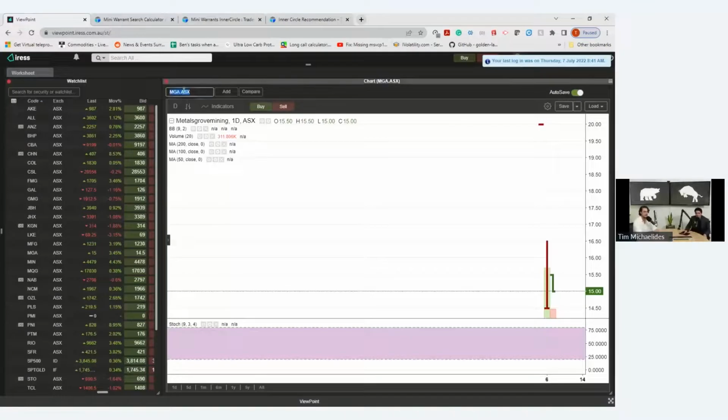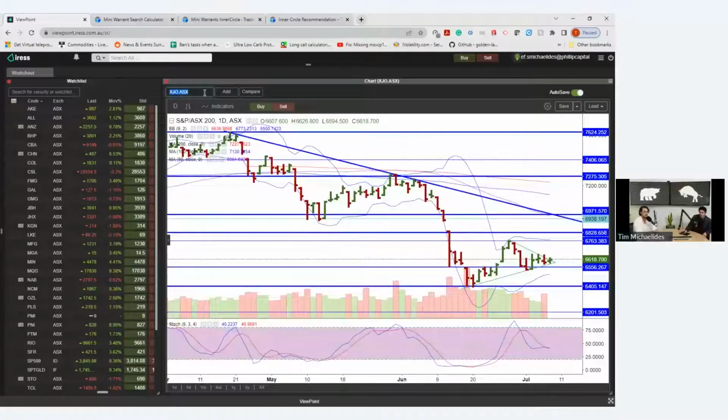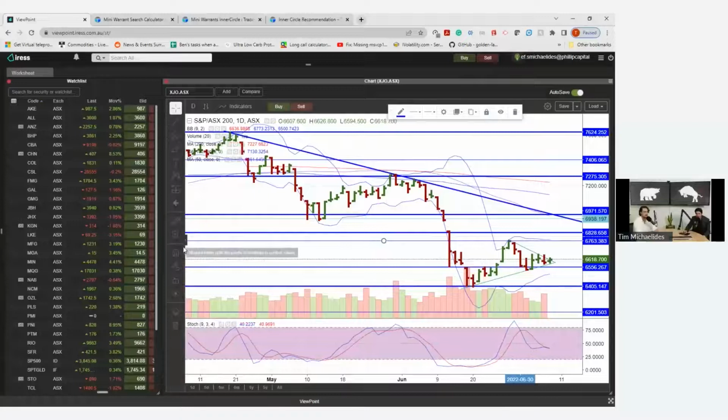So what I'm going to do is just start off by jumping across to the XJO. This is the top 200 stocks of our market. The reason why we use the XJO over the All Ords is we can actually trade the index using various different derivatives. 2 of the derivatives we teach in our courses, and we'll talk about this a lot more in the next session, are mini warrants and exchange traded options, ETOs.